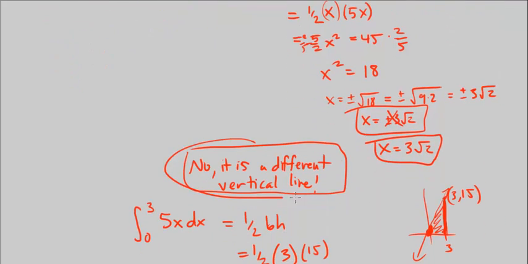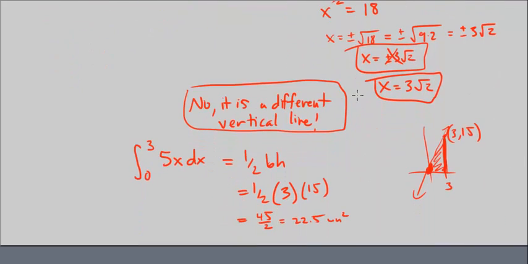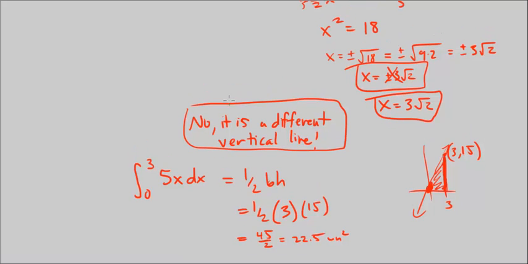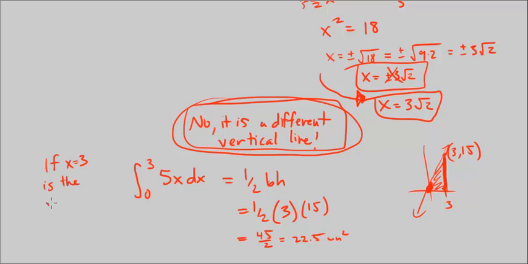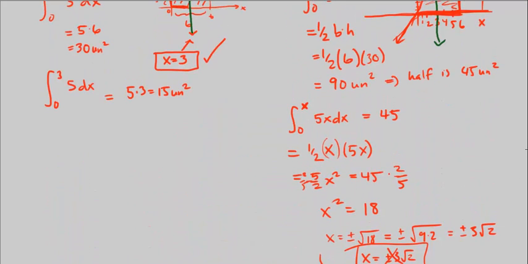Right? So again, no, it's a different vertical line. We've done it 2 ways. We explained why it's no in 2 different ways. One, we found what the vertical line should be. It should be x equals 3 square root of 2. We also checked, well, if we use 3 as the vertical line, if x equals 3 is the vertical line that stops our graph, like we're looking for the area between 0 and 3, then our area is just 22.5 units, and we're expecting the half to be 45 units squared.